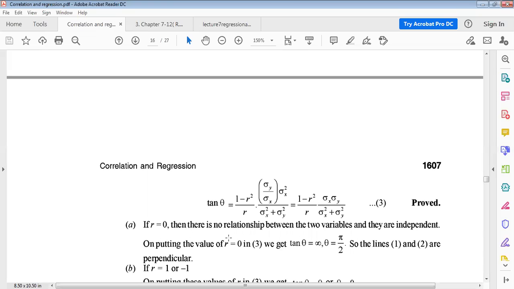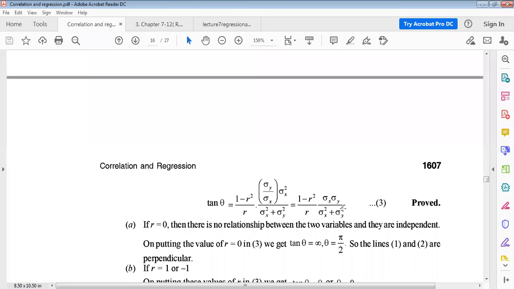If r equals 0, then there is no relationship between the two variables, and they are independent. Putting the value of r equals 0 in equation 3, what do we get? Tan theta equals what? Infinity, or theta equals 90 degrees. Tan 90 degrees is undefined.